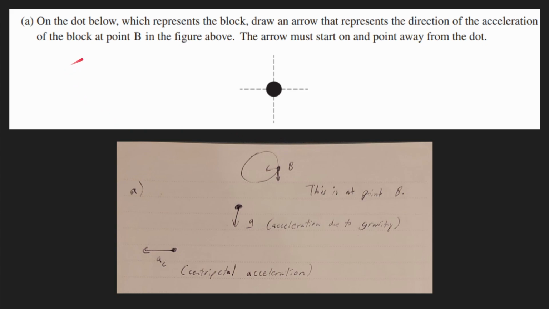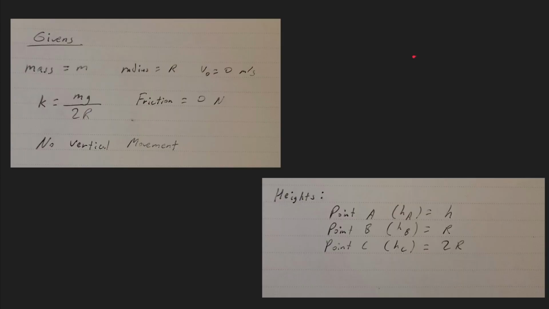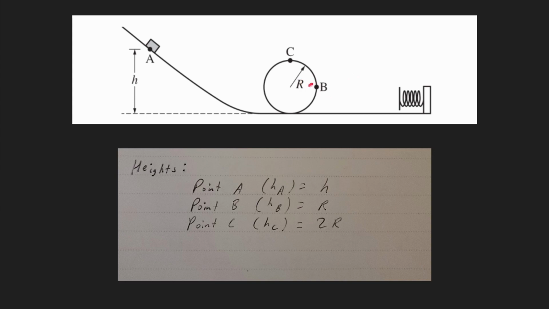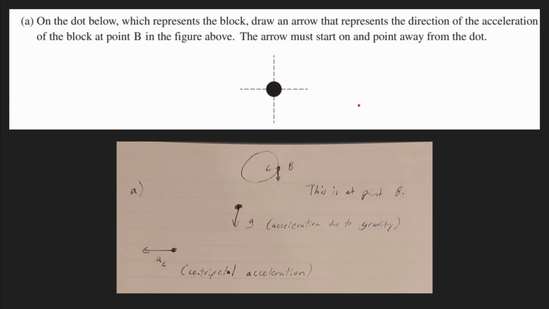Alright, so here's part A. On the dot below, which represents the block, draw an arrow that represents the direction of the acceleration of the block at point B in the figure above. The arrow must start on and point away from the dot. So they're saying, what's the acceleration here at point B? So let's get into it.